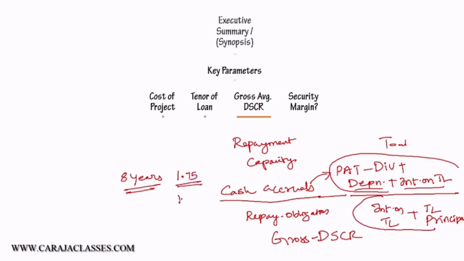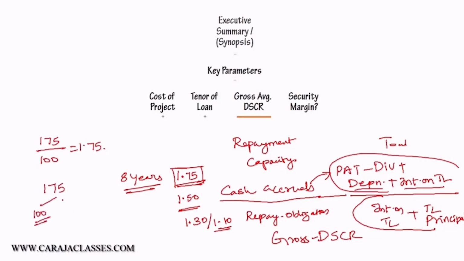Some banks will go to the extent of 1.5, and even some private sector banks go up to the level of 1.3, 1.10 and so on. But 1.75 is the most conservative level. The reason being, you get 1.75 when your numerator is, let's say, 175 and the denominator is 100. This is the level where you get 1.75. It means out of 175, you are going to use 100 for repaying principal and interest. It means you are left with 75.